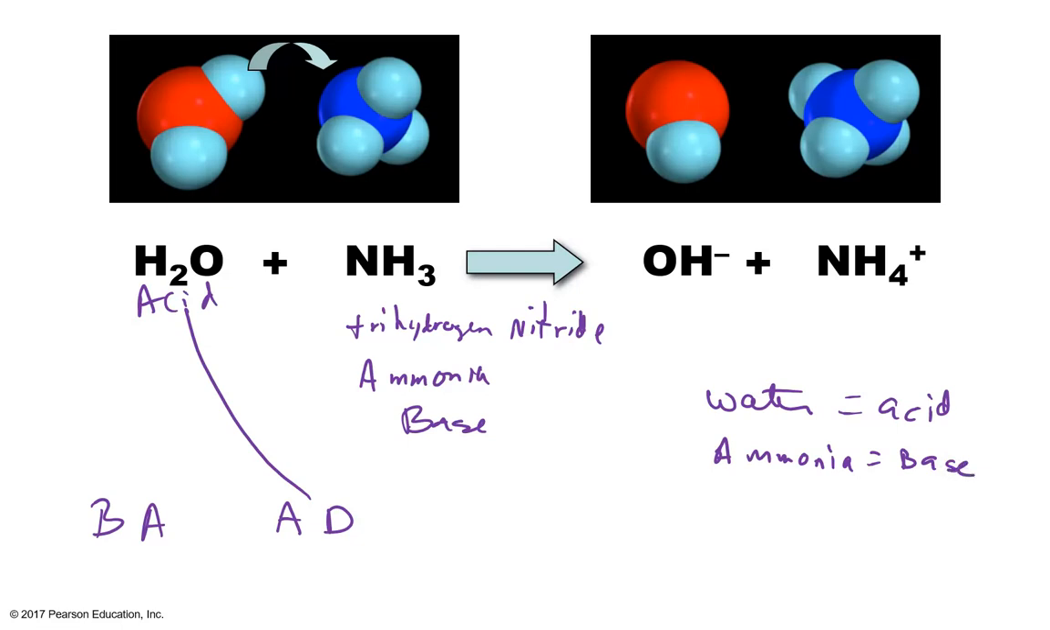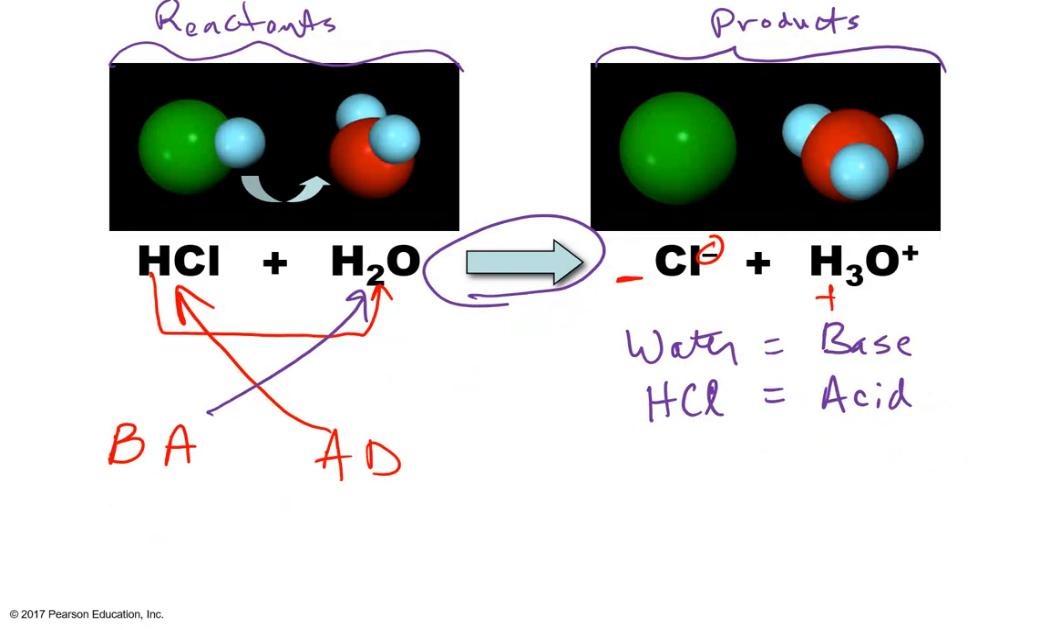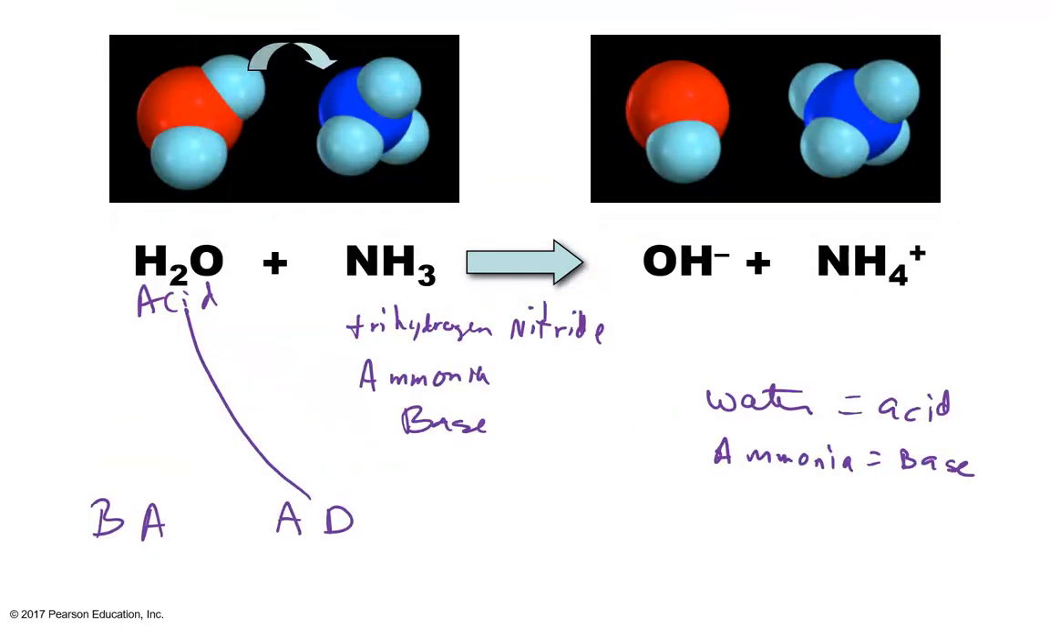But let's compare this with the previous one. In the previous one, water was the base and HCl was the acid. Now we have water's the acid and ammonia is the base. What is a little confusing about the comparison of these two? The water changed. The water was an acid in one and a base in the other. Water can be both an acid and a base, depending on your reaction.